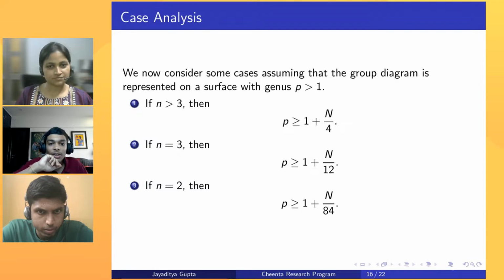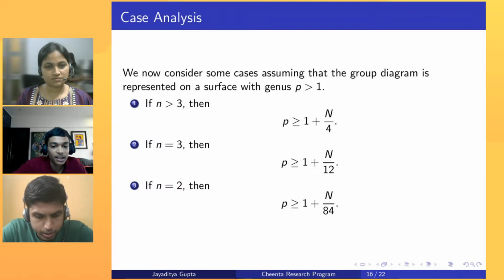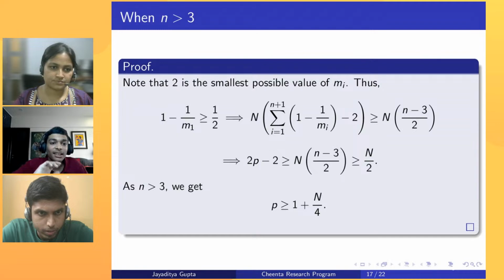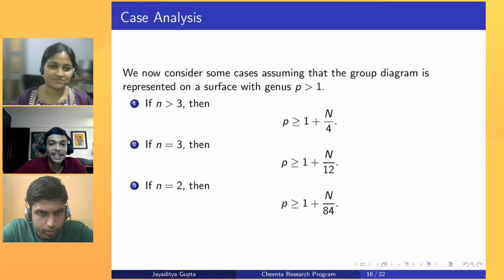So now we want to establish some kind of a relation between the genus of the surface and the number of elements in the group diagram. And this is done by carefully analyzing each case. Now there are 3 claims. We'll be proving 2 out of them. So if n is greater than 3, then p is greater than or equal to 1 plus N by 4. If n is equal to 3, then p is greater than or equal to 1 plus N by 12. And if n is equal to 2, then p is greater than or equal to 1 plus N by 84. And the underlying assumption in this case is that the genus of the surface is greater than 1, that is p is greater than 1.